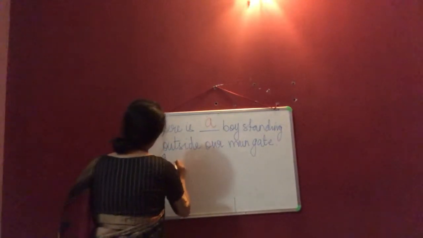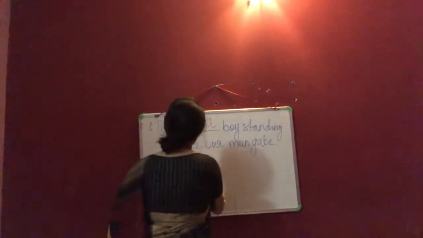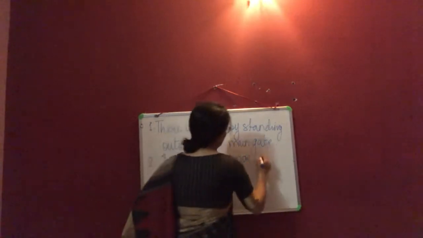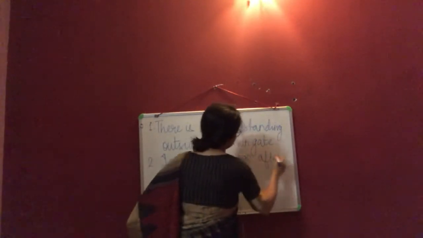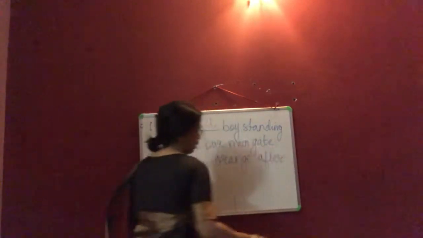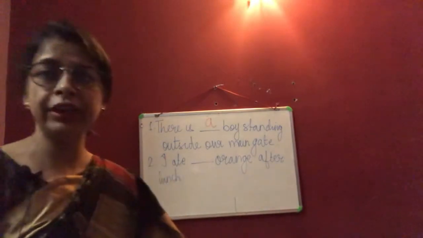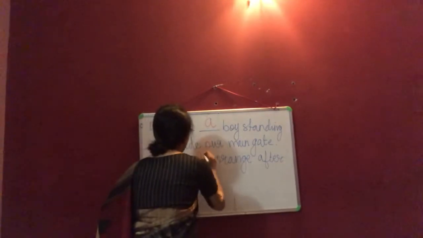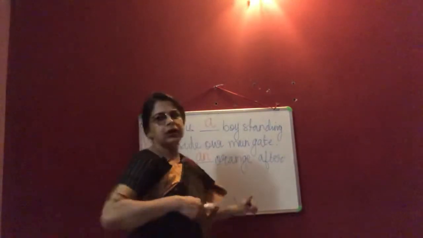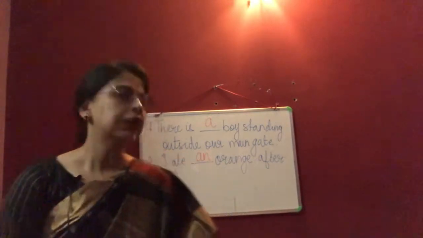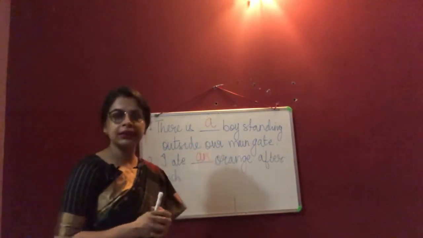Now, number two. I ate dash orange after lunch. So what is it? I ate an orange after lunch. So a and an, they are articles, okay, children? And these are all articles.